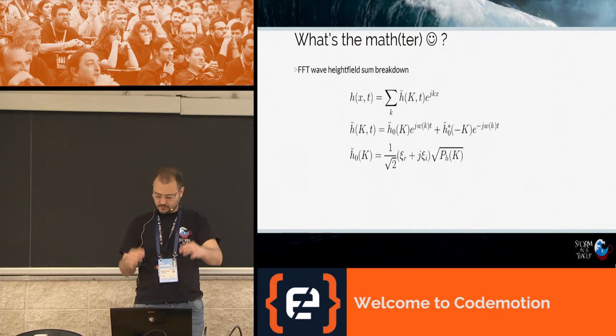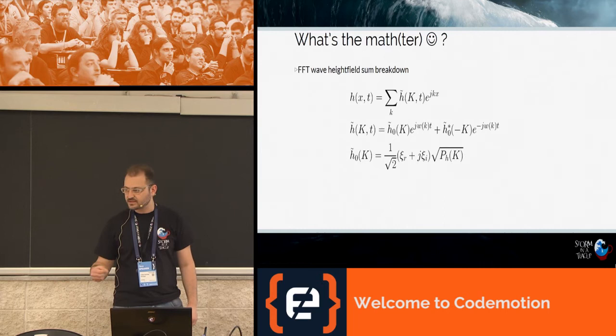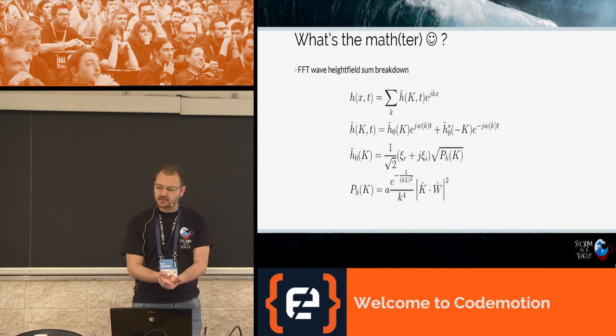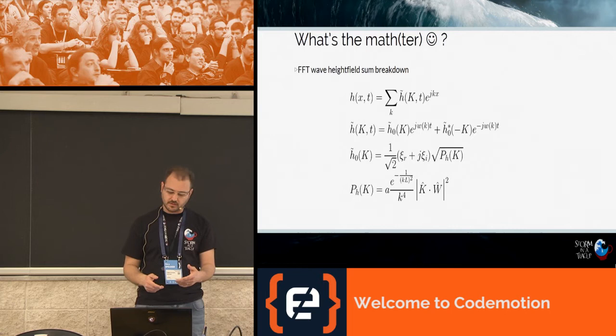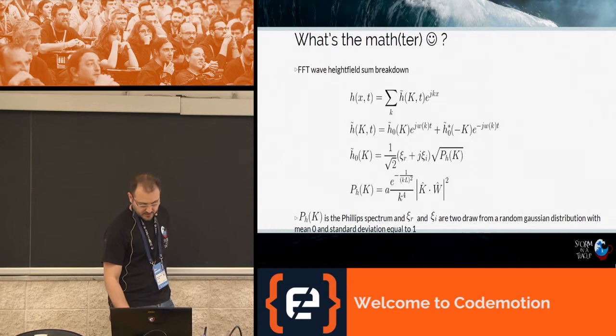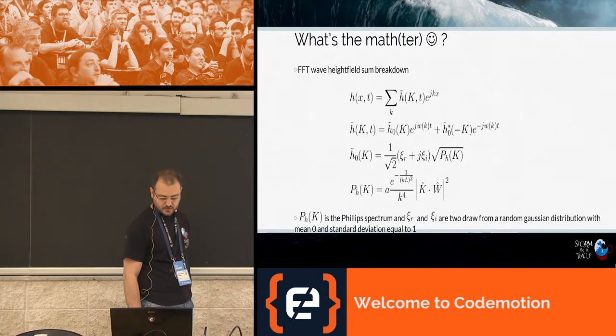Okay? So Ph(k) is the Phillips spectrum, which takes its name from the person that defined this spectrum. This spectrum is the most important part, the core of everything, because it is derived from oceanographic studies. They produced this spectrum by studying the real ocean's behavior. So Ph(k) is the Phillips spectrum, and xr, xi are two draws from a random Gaussian distribution with mean zero and standard deviation one.